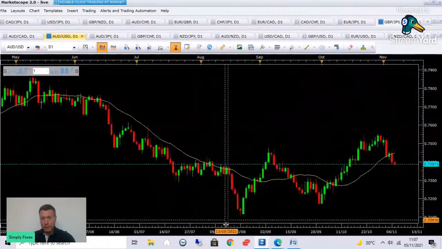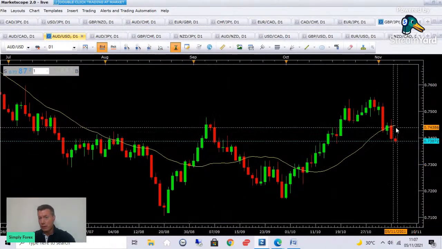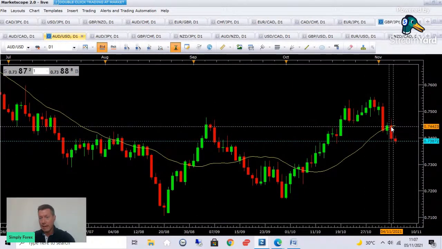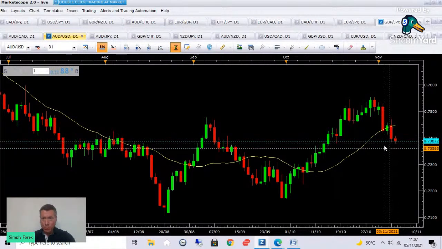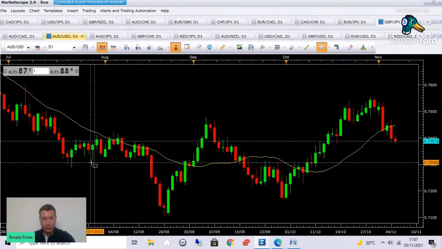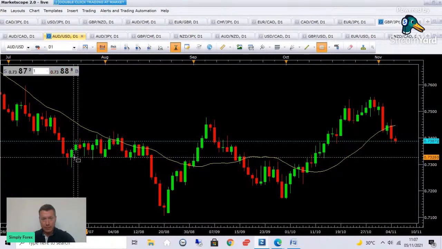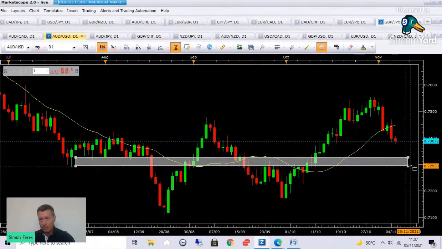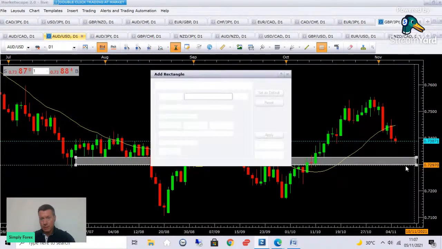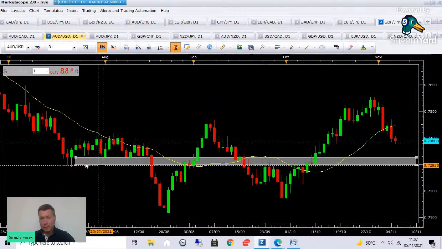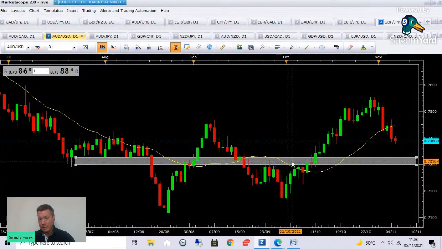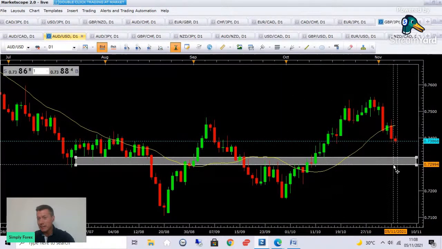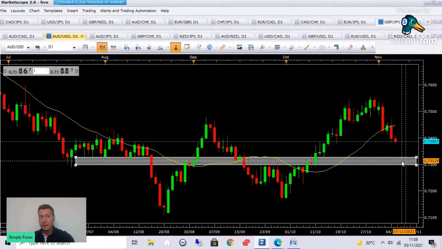Okay, so we've got a large bearish daily candle from yesterday. I think we've got some room to move into. So even if I said we're looking at this area here, as you can see here, it acted as support. Here it acted as resistance. And that's the next logical area for the Aussie dollar US dollar to reach.